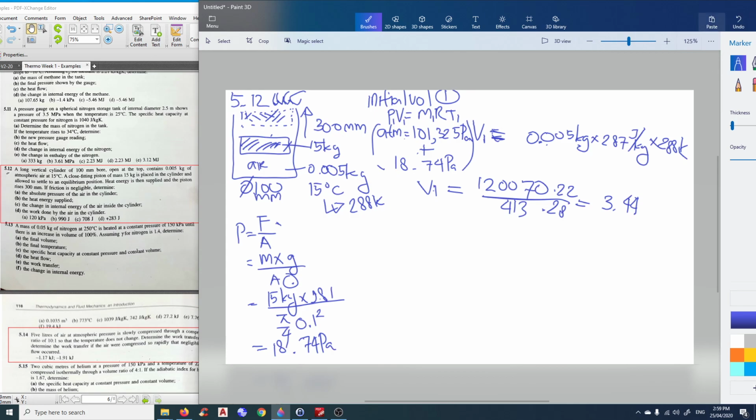Sorry, the other way around. So again, V1 is 413.28 divided by 120070.22, so 3.44 multiplied by 10 to the power negative 3 cubic meter. So this is V1.